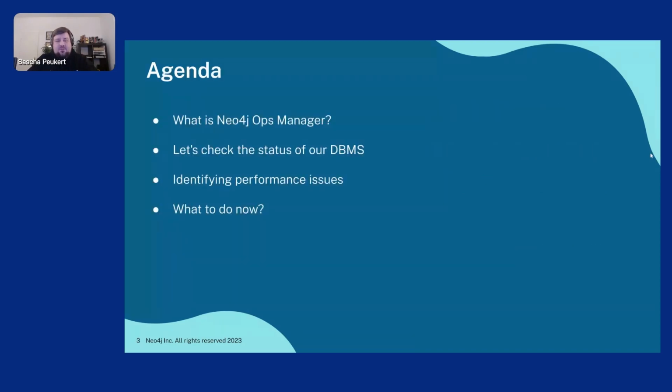What am I going to talk about today? I will give you a brief introduction into what Neo4j Ops Manager is, in case you haven't watched the wonderful presentation by my colleague Sebastian earlier today. And I want to use it to check the status of a DBMS that I have running on my system. And obviously, the title of the talk, I want to use that to identify potential performance issues running on the system. And I don't want to leave you with problems. So I also want to give you a few hints on what to do when you identify problems.